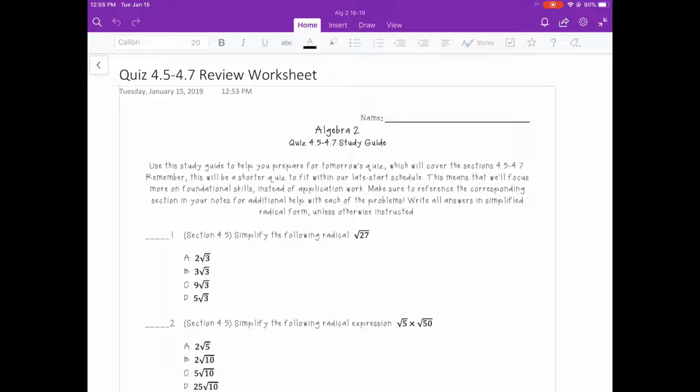Hi there. We are going to work through the study guide for your quiz tomorrow, sections 4.5 to 4.7. And one thing to note from the instructions is to make sure that all of our answers for these problems need to be in simplified radical form.